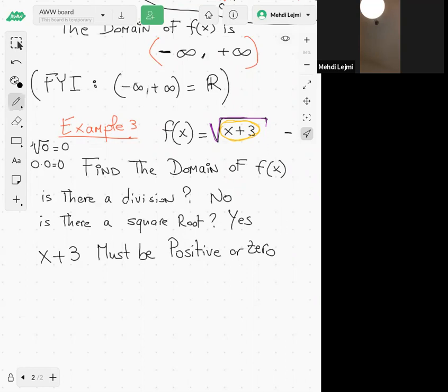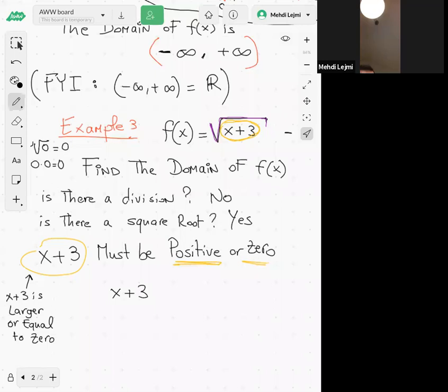So in our course, we cannot have negative numbers under the square root. This x plus 3, as I said, must be positive or 0. So how do we translate this? x plus 3 must be positive or 0. In other words, it must be larger or equal to 0. So x plus 3 is larger or equal to 0. If it's larger than 0, it means that it's positive.